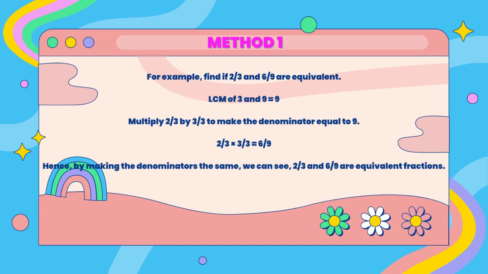Method 1: by making the denominators the same, we can evaluate if two fractions are equivalent. For example, find if 2 over 3 and 6 over 9 are equivalent. The least common multiple of 3 and 9 is equal to 9. Multiply 2 over 3 by 3 over 3 to make the denominators equal to 9. 2 over 3 times 3 over 3 is equal to 6 over 9. Hence, by making the denominators the same, we can see 2 over 3 and 6 over 9 are equivalent fractions.